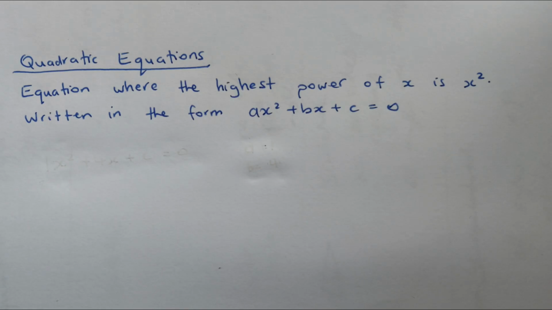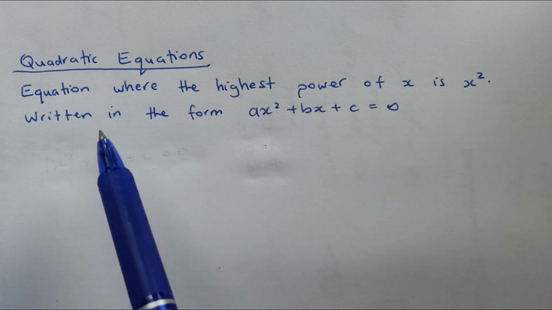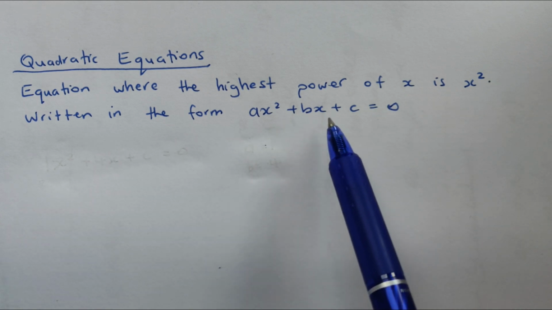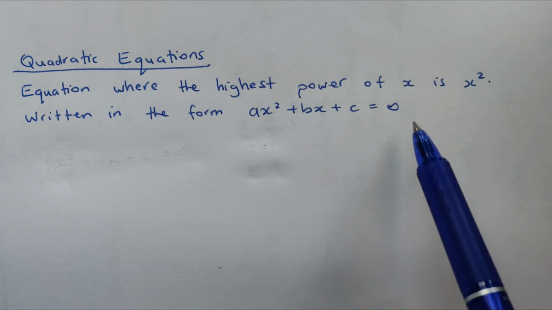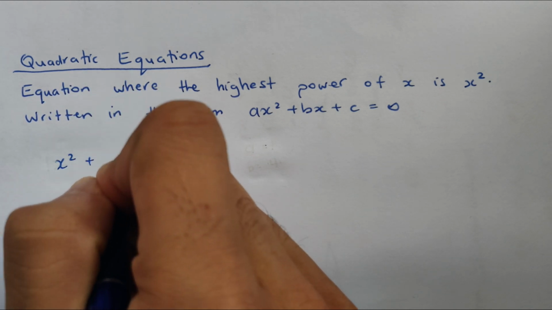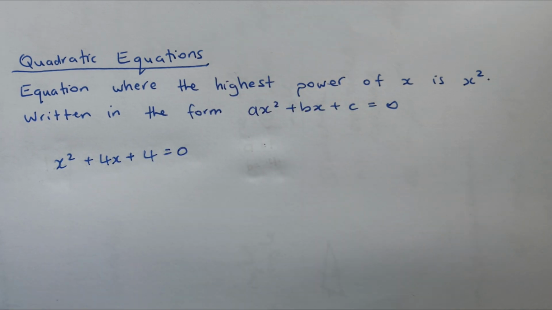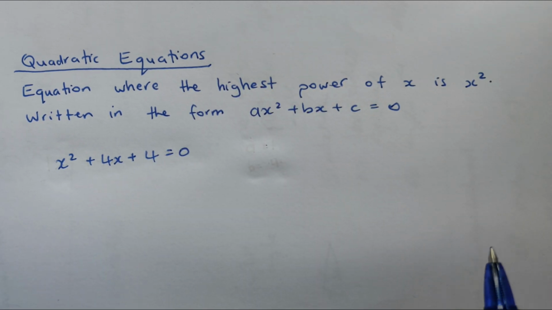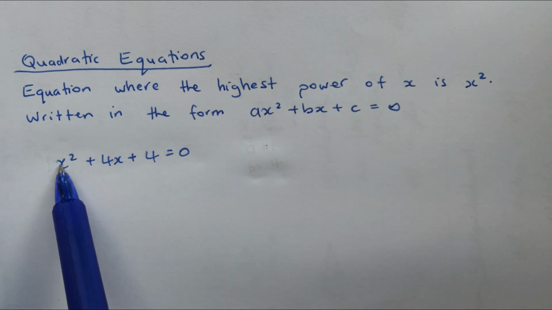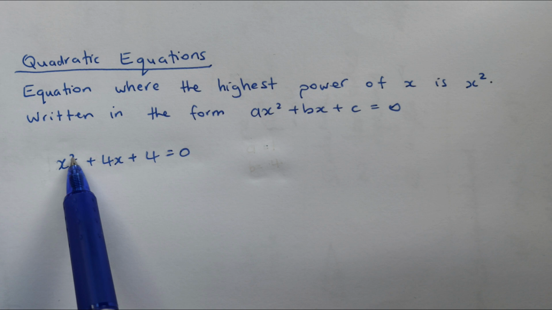Now we'll look at quadratic equations. Quadratic equations are equations where the highest power of x is x squared, written in the form of ax squared plus bx plus c equals 0. So let's look at some examples. The first one will be x squared plus 4x plus 4 equals 0. We can tell this is a quadratic equation because the highest power of x is x squared. We don't have an x cubed or x to the power 4. The highest power of x is squared.